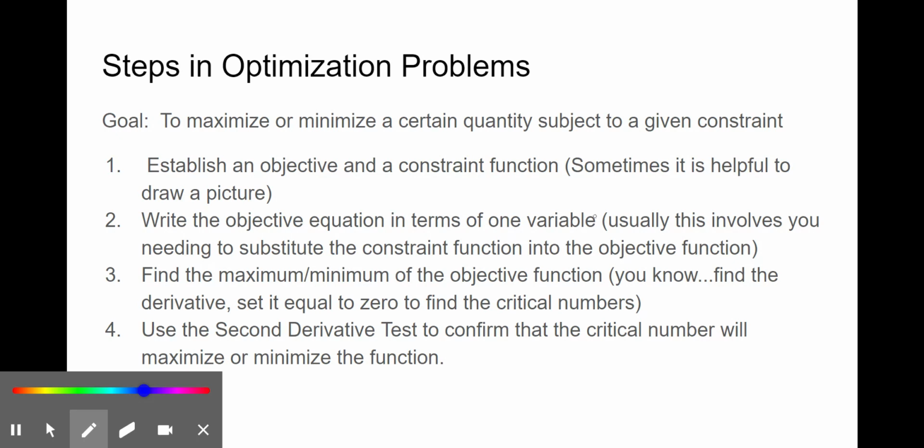You want to find the min or max of the objective function. You know what to do there. To find the min or max, how do you do it? Find the derivative, set it equal to 0, find the critical numbers. Those are your potential mins and maxes. And then we are going to use the second derivative test that we just talked about to confirm that the critical number is going to maximize or minimize that function. All right, so let's see it in action. Here we go, coming up, very exciting.